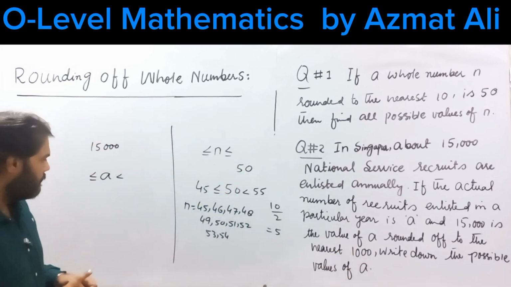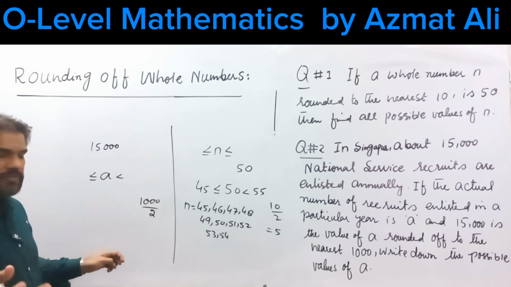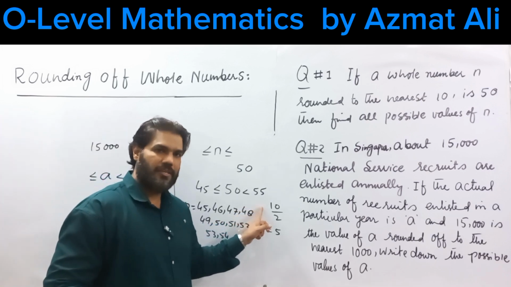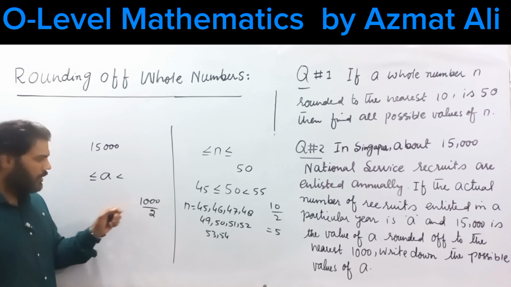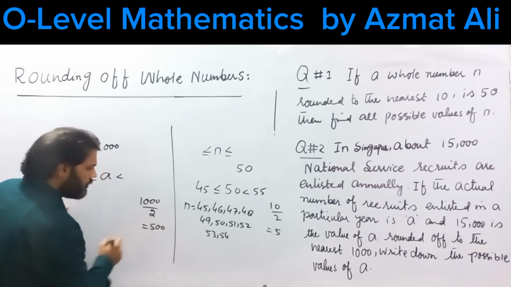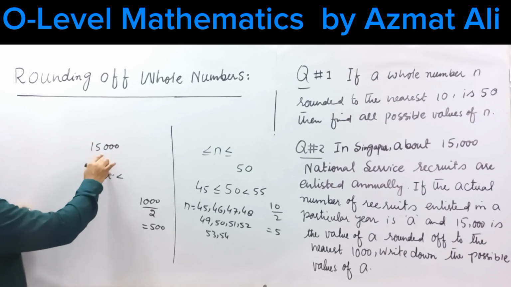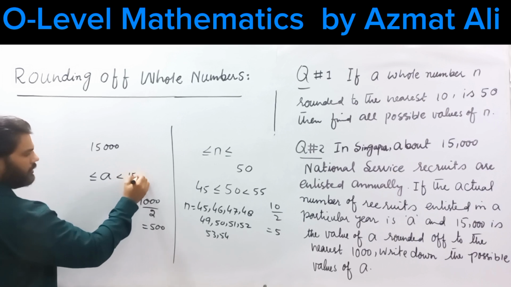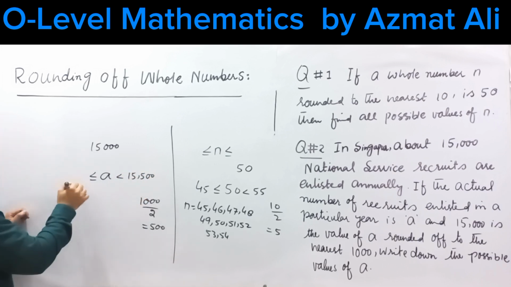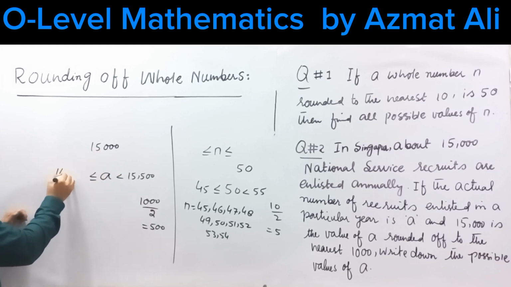Firstly, divide 1000 by 2. Each time you divide the place value by 2. When our place value was 10, we divided by 2. Now our place value is 1000, so we again divide by 2 and the answer is 500. Subtract this 500 from and add it to 15,000. When we add 500 to 15,000, the answer is 15,500, and when we subtract 500, we have 14,500. That will be included.